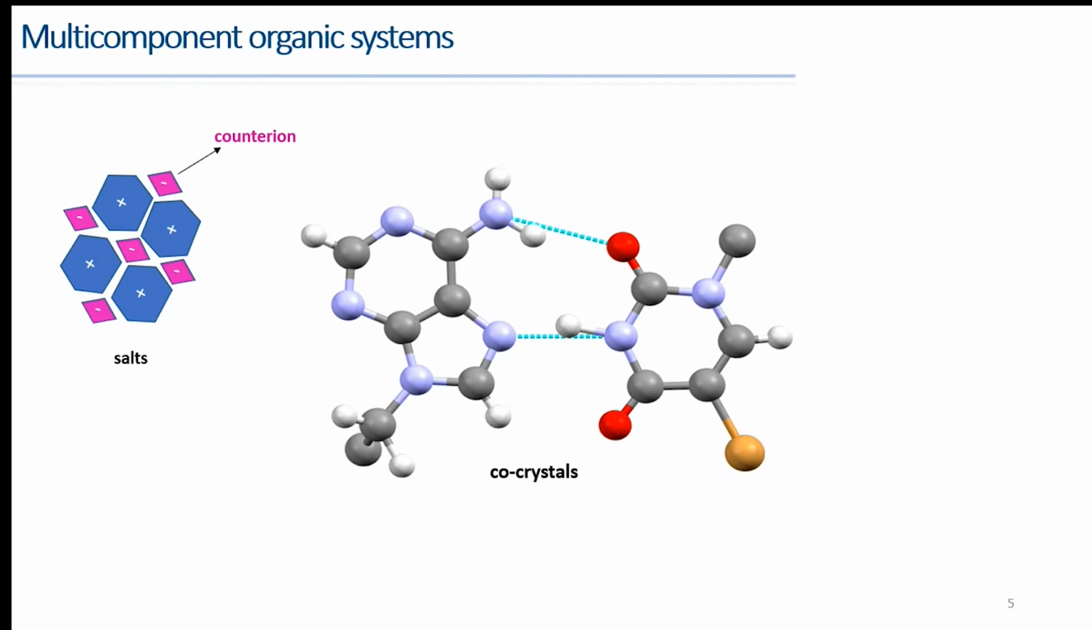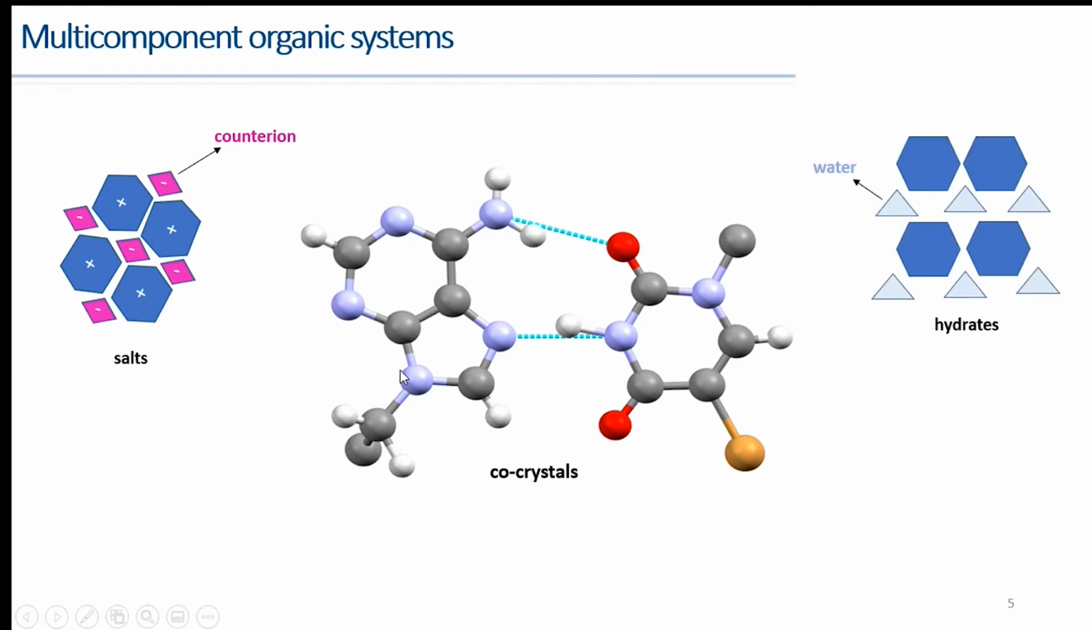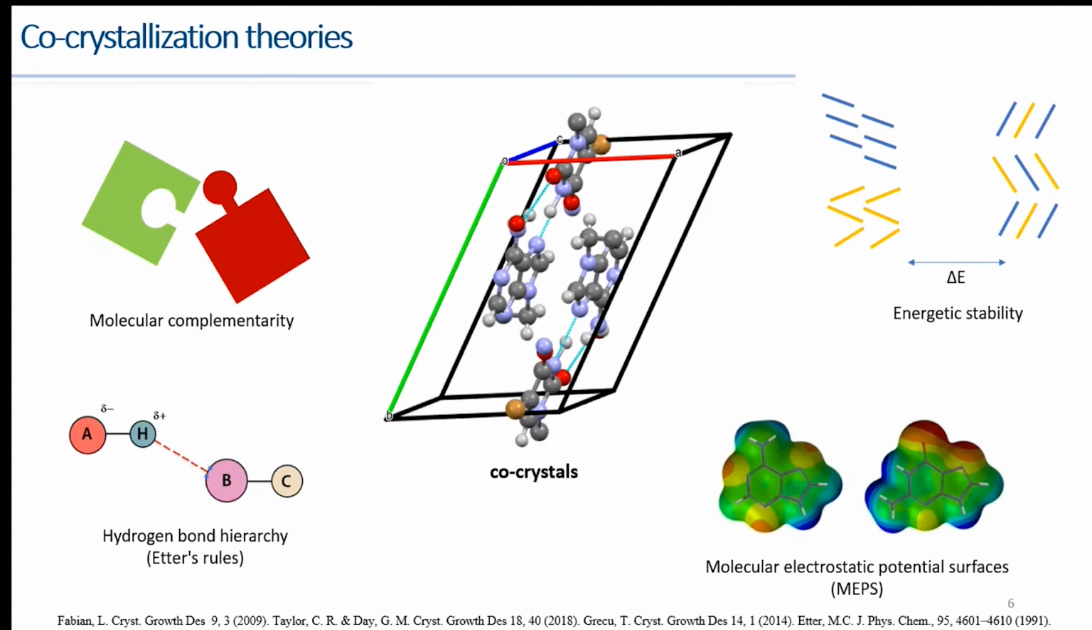Of course, there are other ways to modify these properties, such as forming salts by pairing one molecule with a counter ion, or pairing one molecule with water or any other solvent to form hydrates or solvates. But in this work, we were focused only on co-crystals: combinations of two different molecules to modify physicochemical properties. When these two molecules pair together, they form crystal structures, and it's of large interest how we can predict how these two different molecules can be combined.